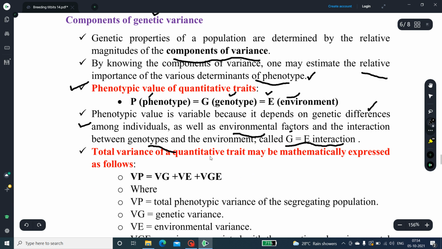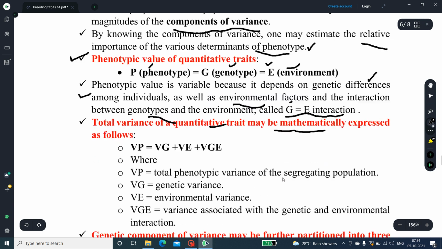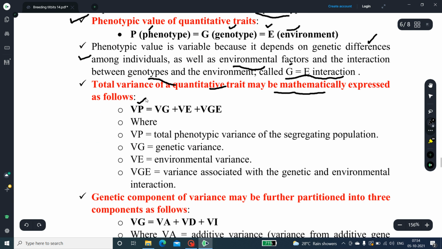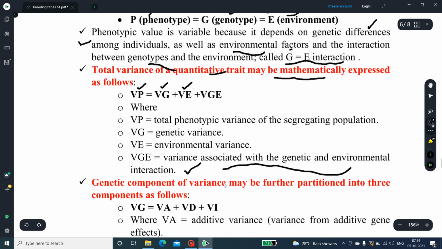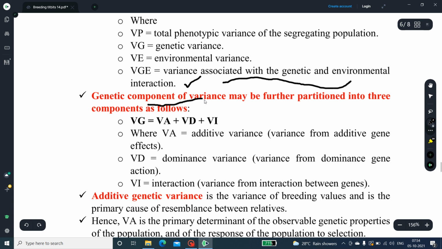Total variance of quantitative traits may be mathematically expressed. VP, the phenotypic variation, is equivalent to VG, genotypic variation, plus VE, environmental variation, plus VGE, the variance associated with the genetic and environmental interaction. The genetic component of the variance may be further partitioned into three components as follows. VG, the genetic variance, is equivalent to VA, the additive variance, plus VD, the dominance variance, plus VI, the interaction variance, that is the variation from interaction between genes.